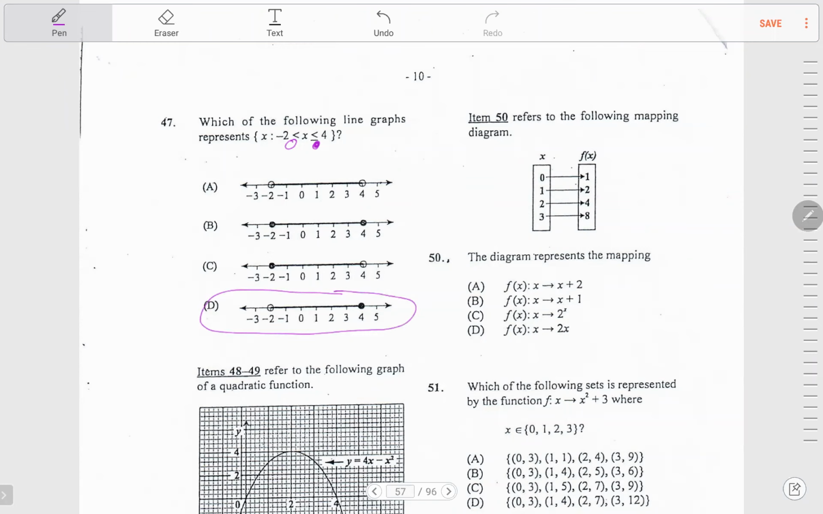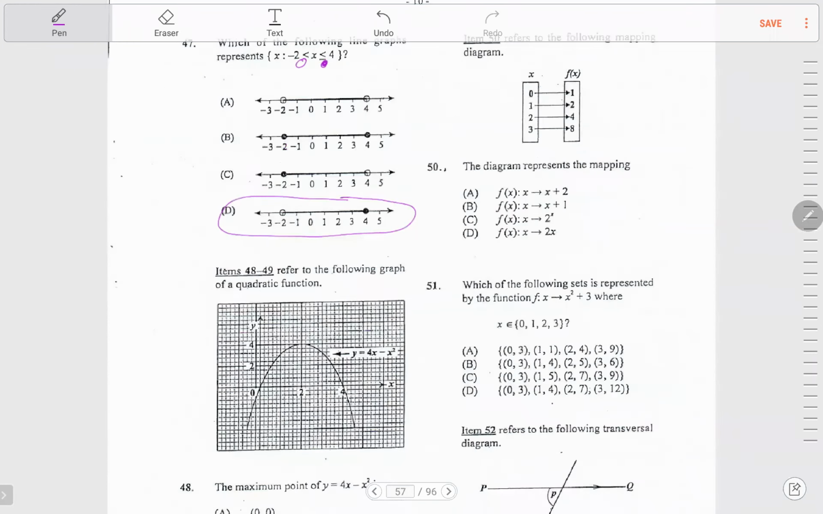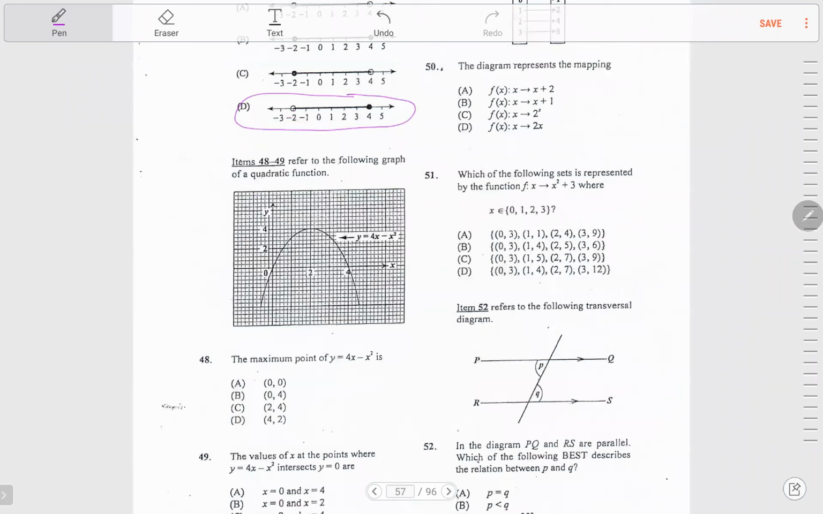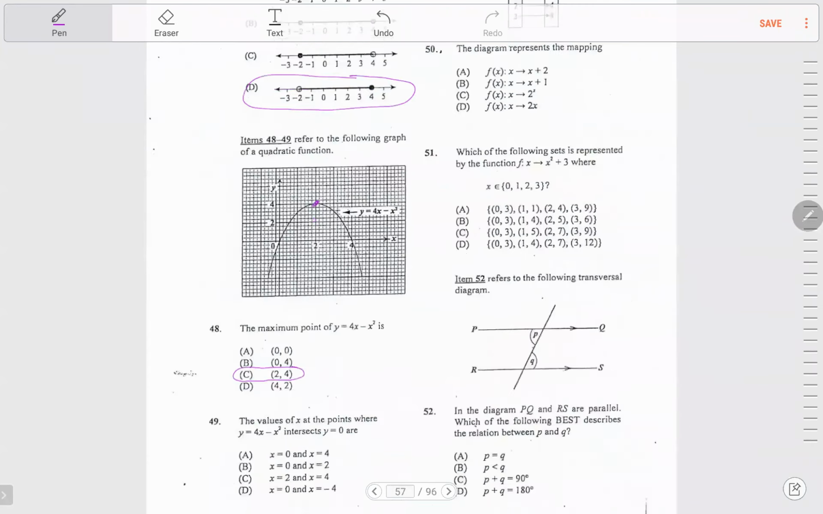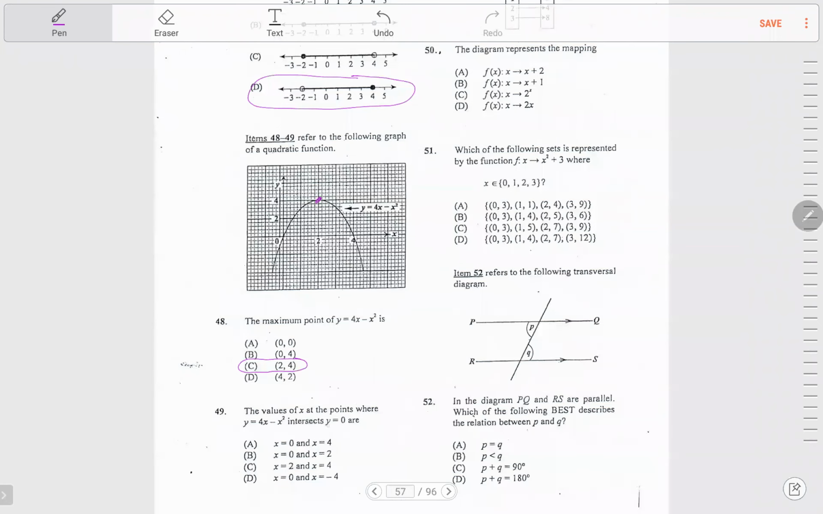Easy as that. This question again is repeated. It asks for the maximum point, which is right here: 2, 4. The last time it was D, but the point is 2, 4. Intersection of the line y equals 0. I think last time I said x. No, they said y equals 0. Y equals 0 is just the x-axis, as I said.